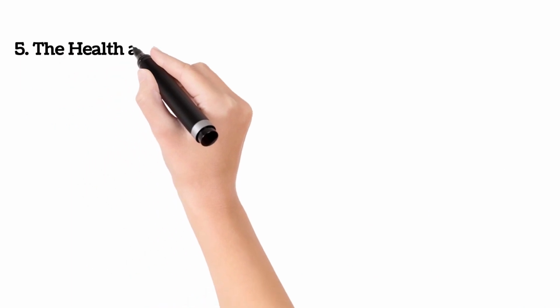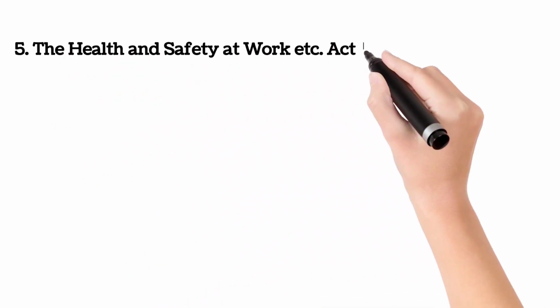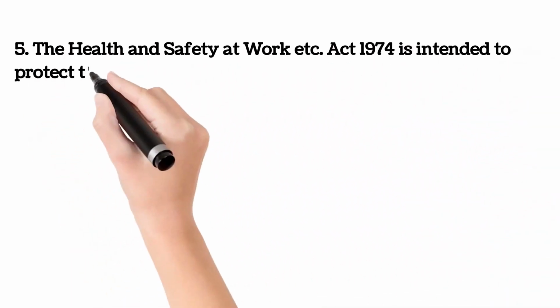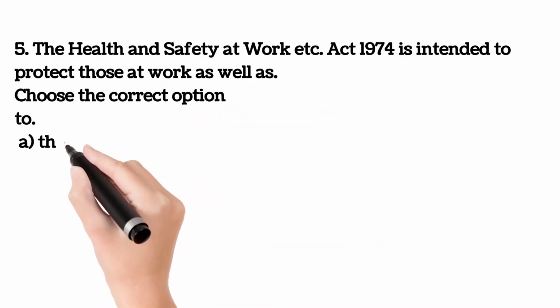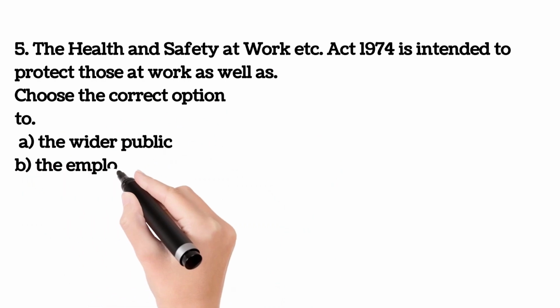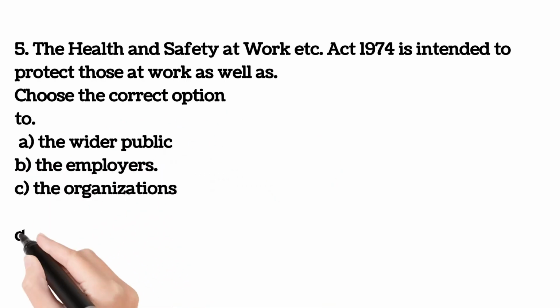5. The Health and Safety at Work (ETC) Act 1974 is intended to protect those at work as well as... Choose the correct option. A. The wider public. B. The employers. C. The organizations. D. The employees.